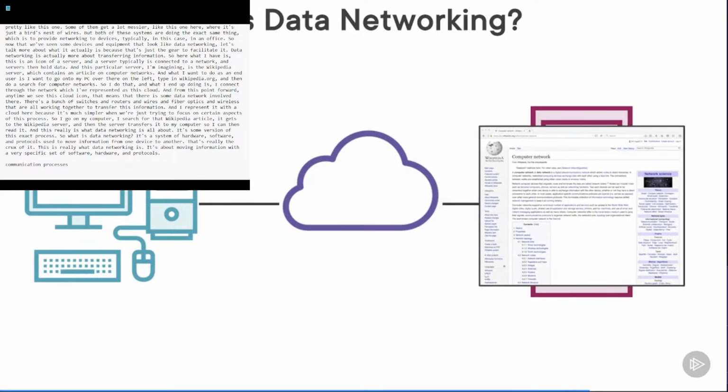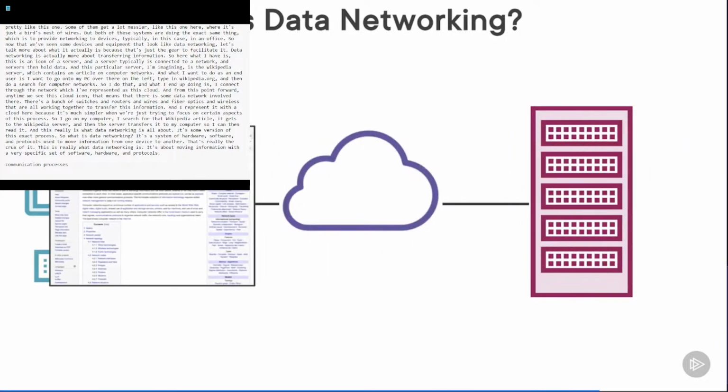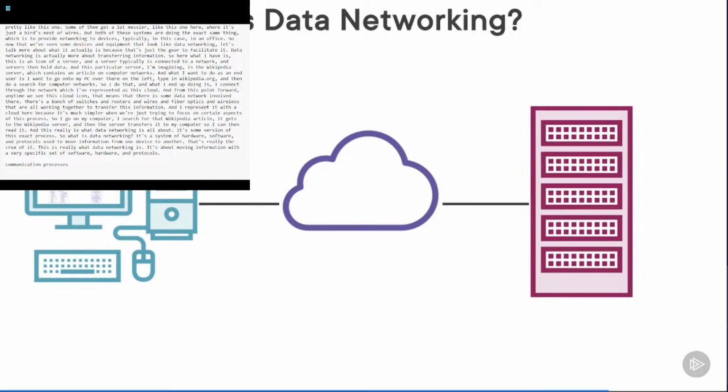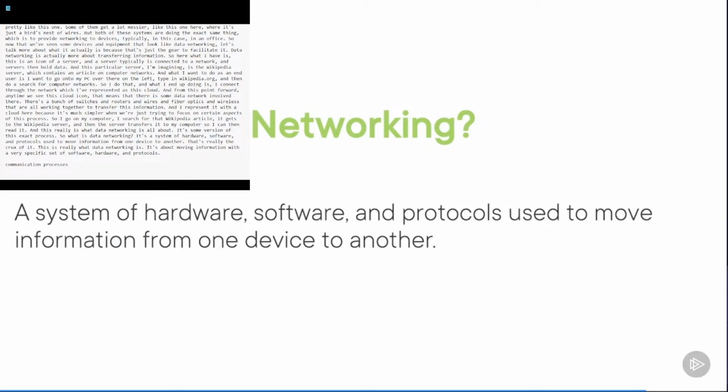It gets to the Wikipedia server, and then the server transfers it to my computer so I can then read it. And this really is what data networking is all about. It's some version of this exact process. So what is data networking? It's a system of hardware, software, and protocols used to move information from one device to another. That's really the crux of it. It's about moving information with a very specific set of software, hardware, and protocols.